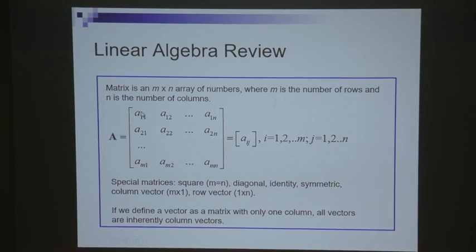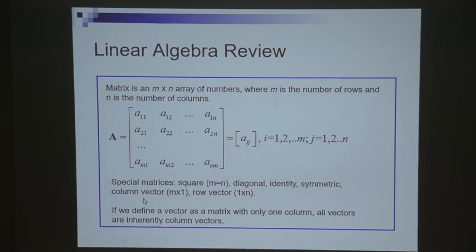A scalar quantity will be a small a. So your A11 to Amn will be specified as Aij, where i is equal to 1 to m, and j is equal to 1 to n. There are different types of special matrices. A square matrix means that m is equal to n. You have diagonal, identity, as well as symmetric matrices. So please refer to the notes to understand these.